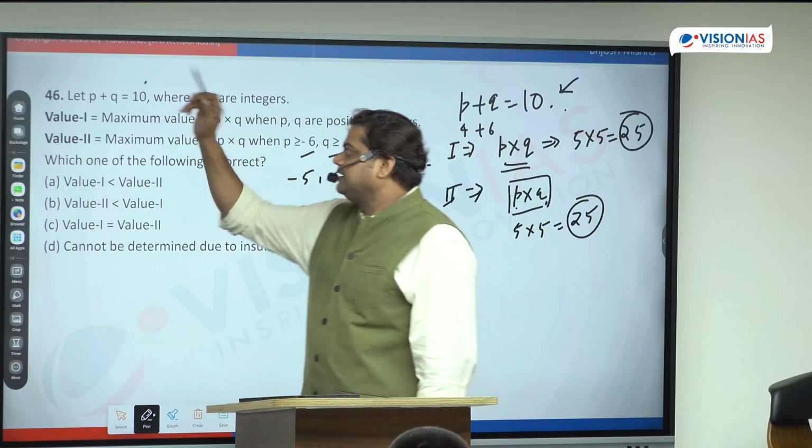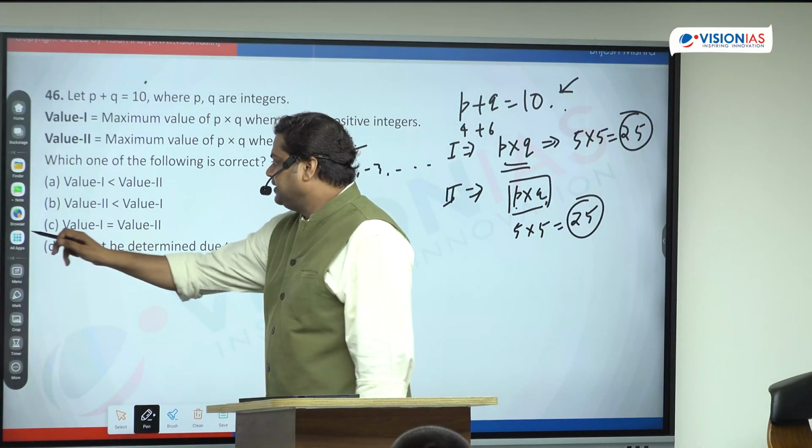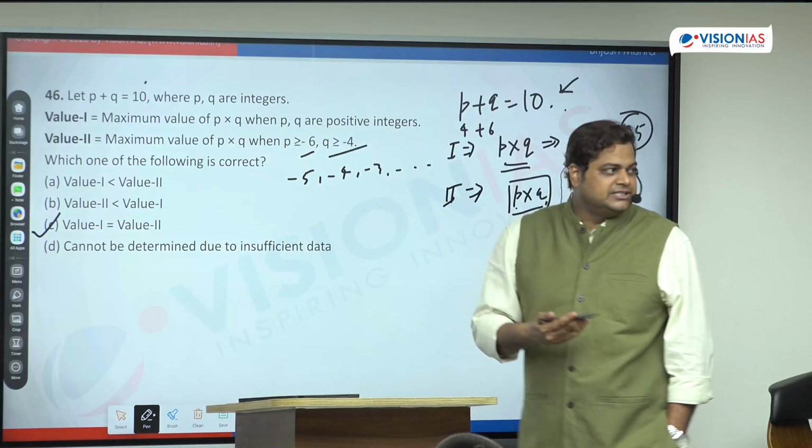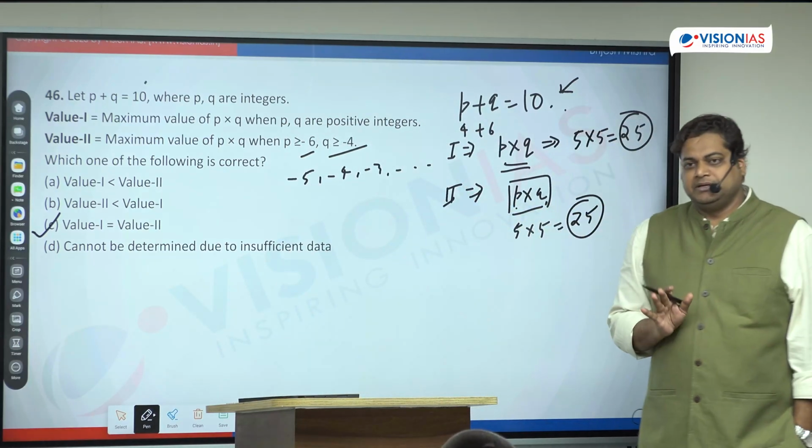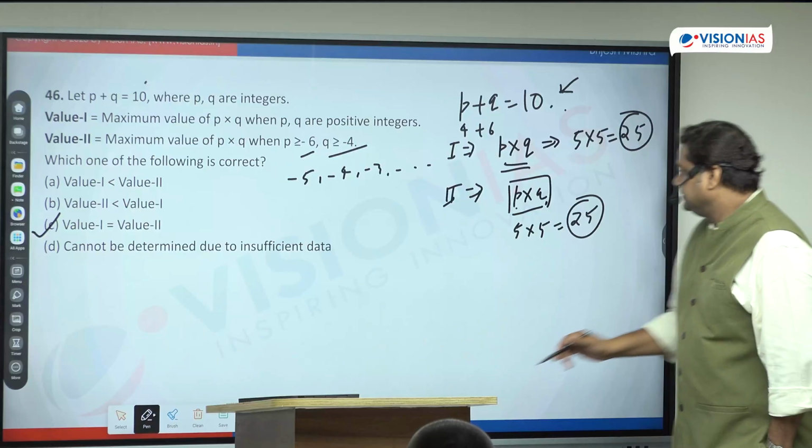The maximum value will be 25, because the sum above is 10. So both values are the same. Value 1 is equal to value 2. This was doable. Done. Next.